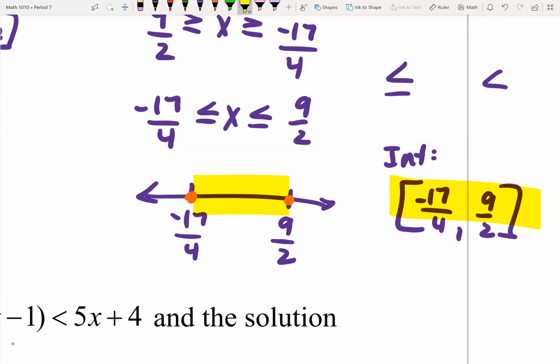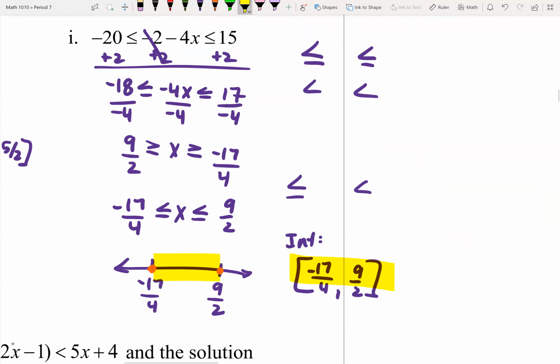Yes, sir? On assignments and tests, do you have to show that middle step of flipping the inequality to the less than or greater than? Yes, I want to see this. I want to see that. Yeah, pretty much everything that's there, you got to see.